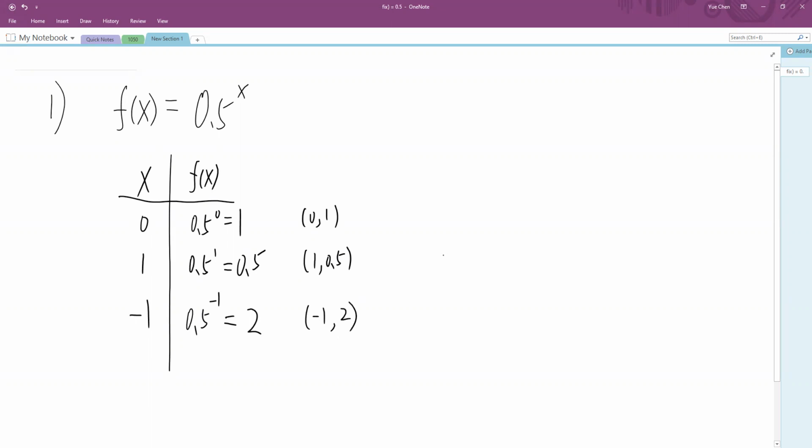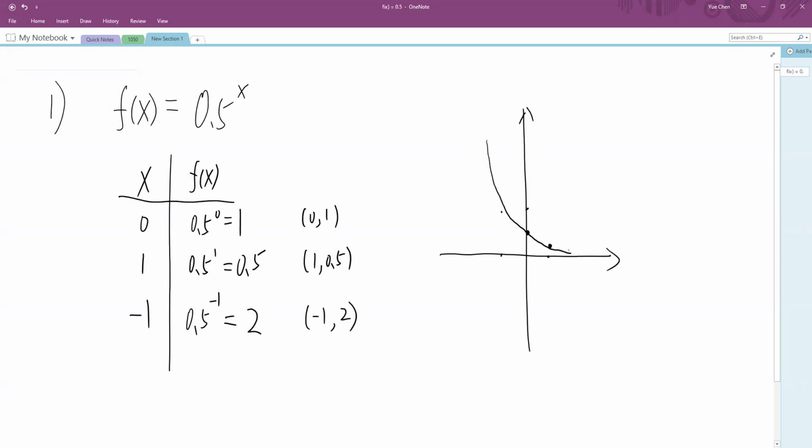So if you sketch the graph, (0, 1) is here, for example. This is 1, and this is 0.5, so (1, 0.5) is here. And this is -1, this is 2, so it would be here. Right, so the graph looks like this. Not good. We should not touch the x-axis.